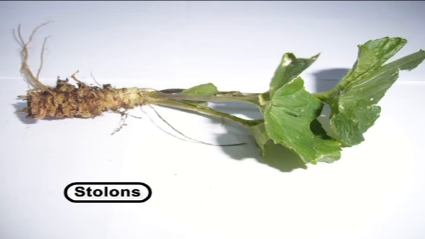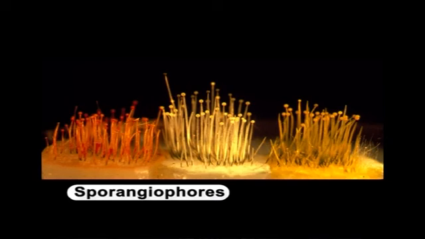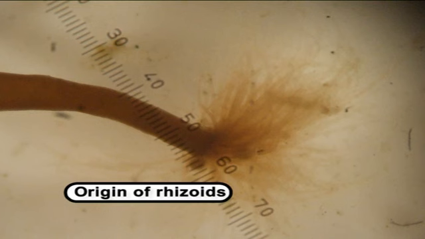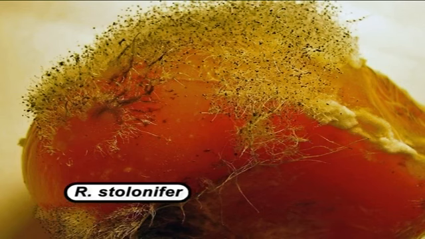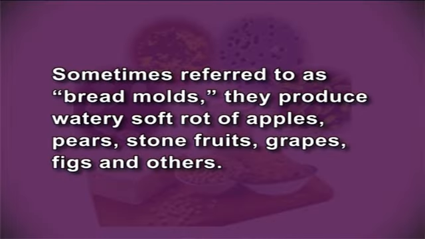Rhizopus. Non-septate hyphae are produced that give rise to stolons and rhizoids. Sporangiospores typically develop in clusters, from the ends of the stolon at the point of origin of the rhizoids. Rhizopus stolonifer is by far the most common species in foods. Sometimes referred to as bread molds, they produce watery soft rot of apples, pears, stone fruits, grapes, figs and others.